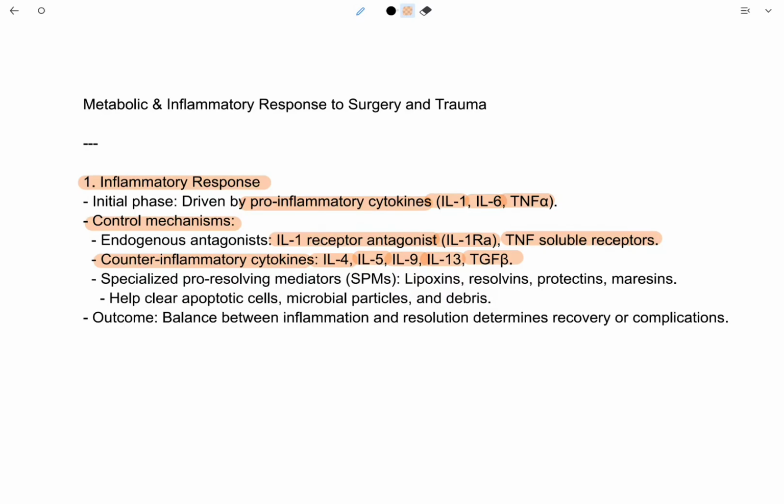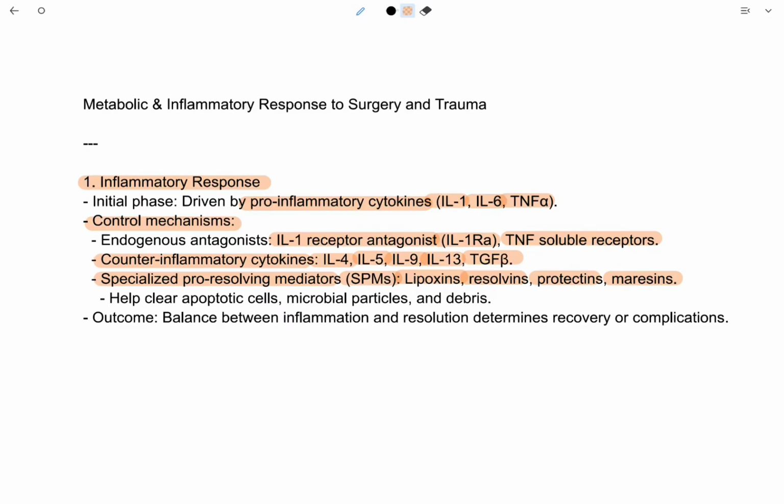Specialized pro-resolving mediators, or SPMs. These SPMs also decrease inflammation. These are lipoxins, resolvins, protectins and maresins. Lipoxins and resolvins appear at the beginning of inflammation and their main function is to reduce inflammation.